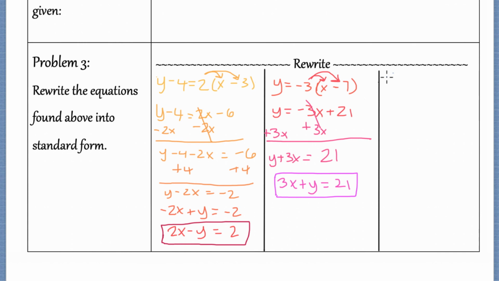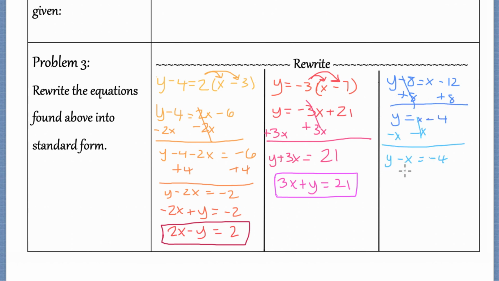So for this one, the equation we had gotten was y minus 8 is equal to x minus 12. So for this one, we actually don't have to distribute, but we do have to get the constant term to the right side and x to the left side. So I'm going to first start by getting the constant term to the right side. You could start either way, it doesn't really matter. And remember that our x term has to come first, so I'm going to rewrite this as minus x plus y is equal to minus 4.